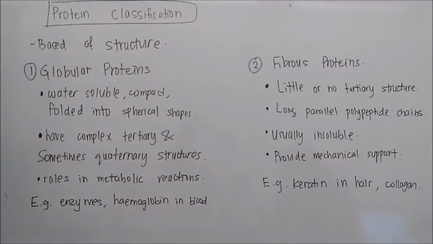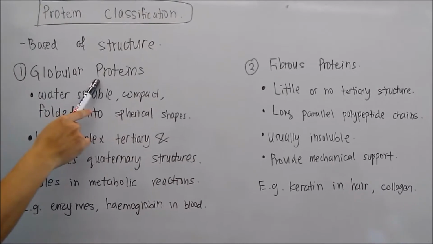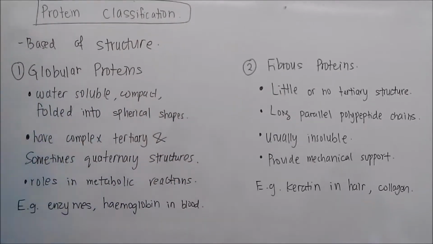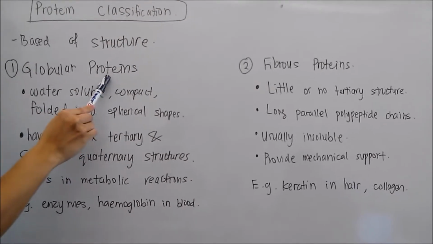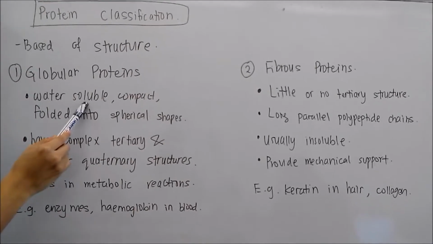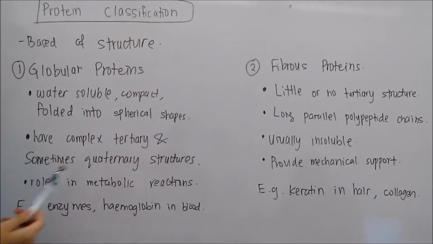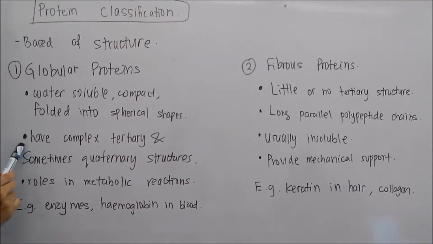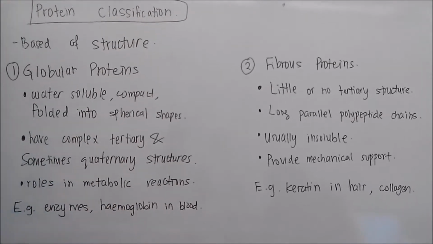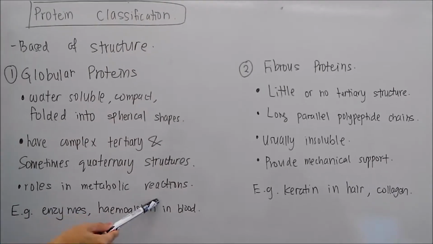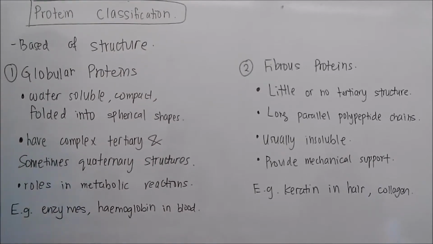We can classify proteins based on their structure. First type is globular proteins. The second one is fibrous proteins. The characteristics of globular proteins are water-soluble, compact, folded into spherical shapes, and globular proteins have complex tertiary and sometimes quaternary structures, and their roles are in metabolic reactions. Examples are enzymes and hemoglobin in blood.